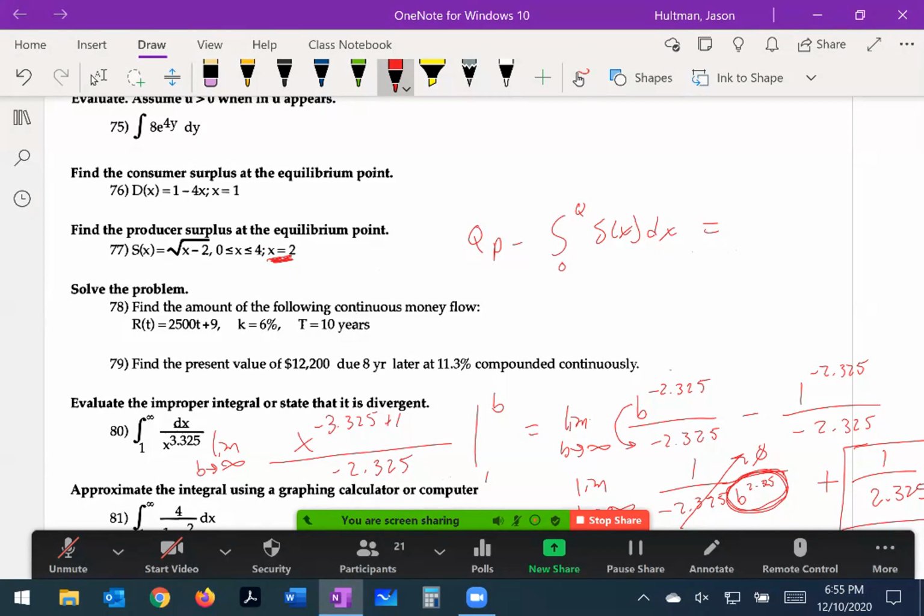So when X is 2, is X the price? That's what I need to know. Nope. X is not the price. Let me think about this for a second.